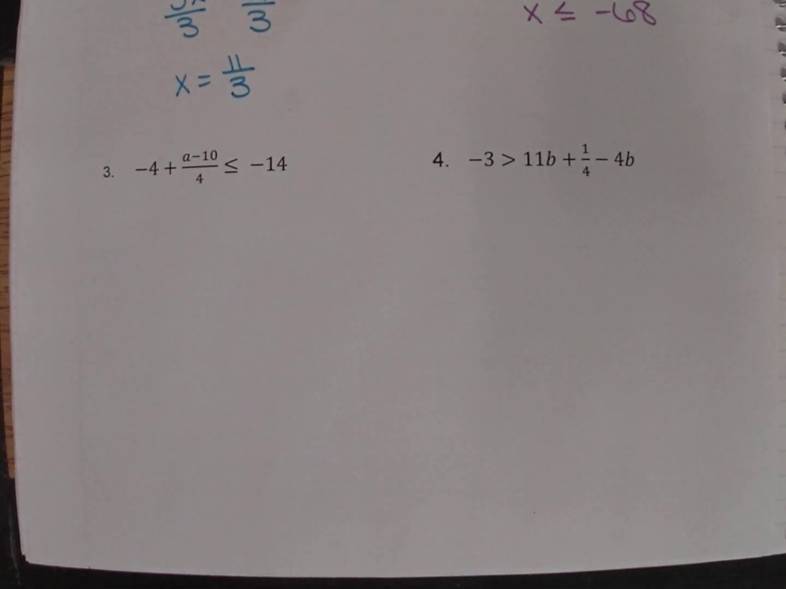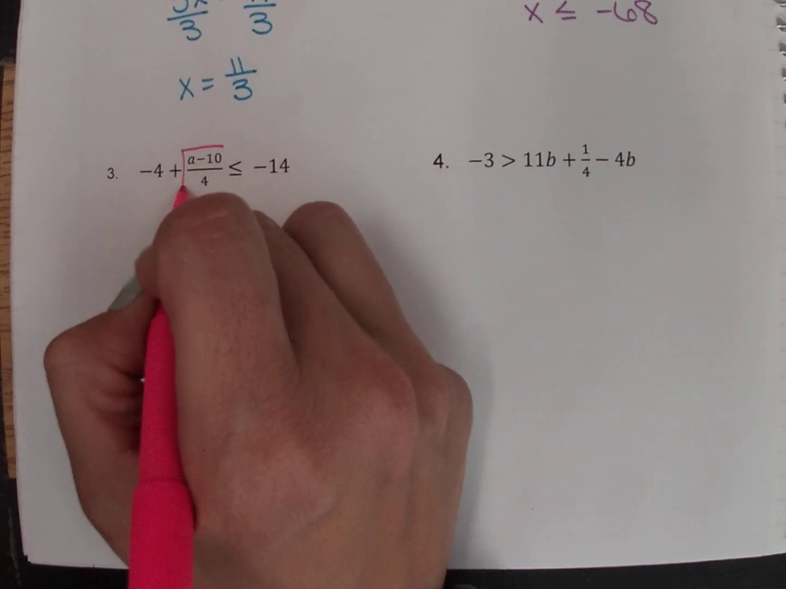Okay, on our next one, number 3. Right, we're starting to get a little bit more advanced here. Okay, are there parentheses? Nope. Are there like terms to combine? No. Is there variables on both sides? Nope. Is there a large fraction? Yes, right? And our large fraction is happening right here.